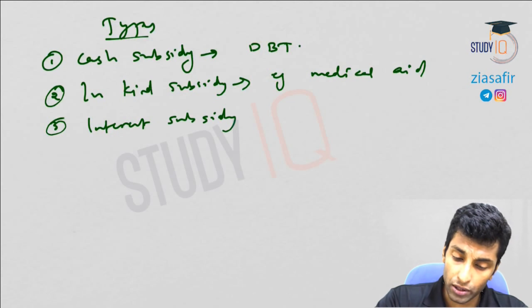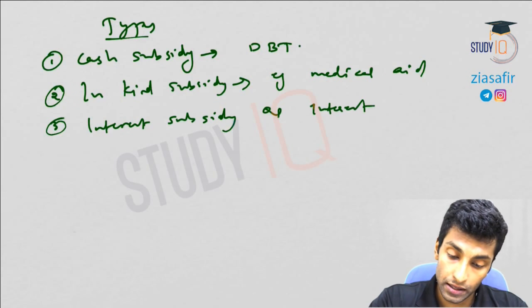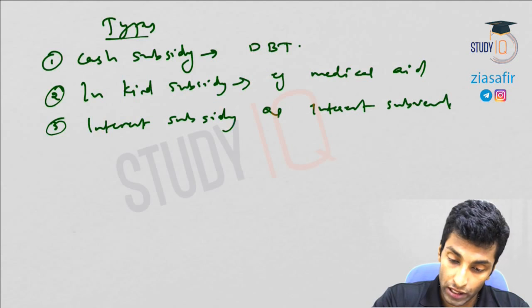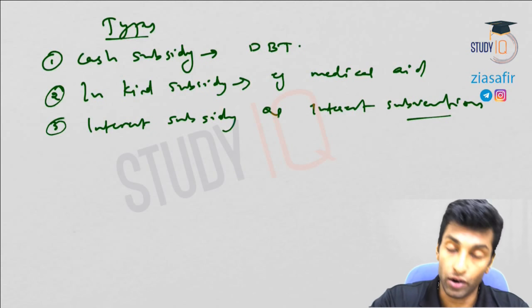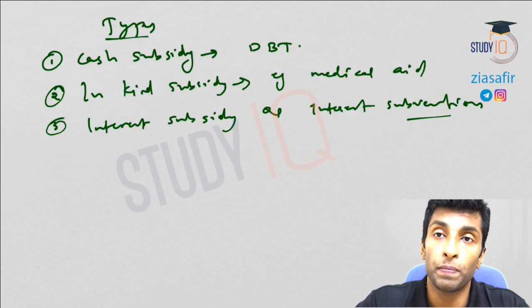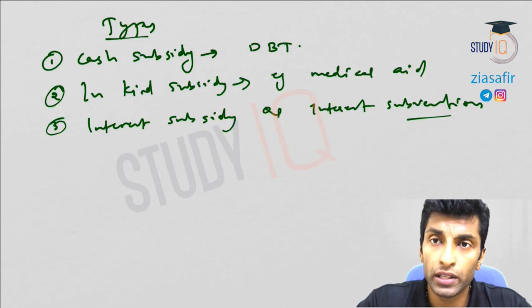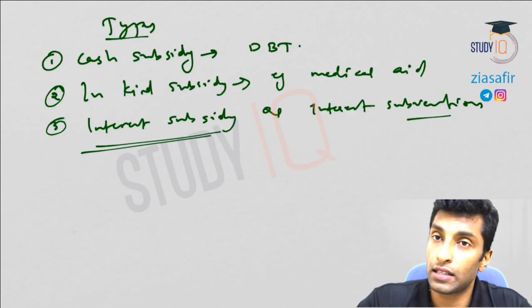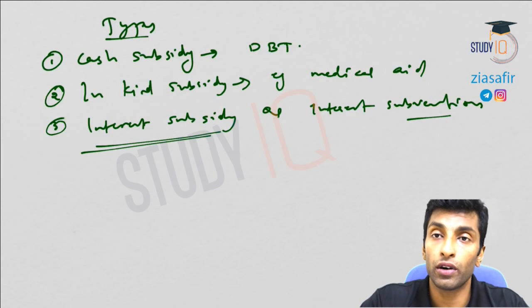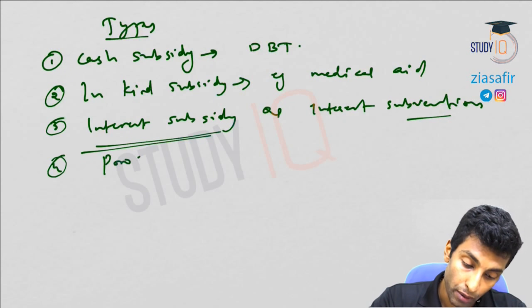Interest subsidy, or sometimes you will see the word interest subvention. See priority sector lending and all, where you get concessional credit, right? In the agricultural sector, if you take a loan, the 4% interest which is charged, all these are interest subsidy. So it is a subsidy on credit. Fourth, procurement subsidy.